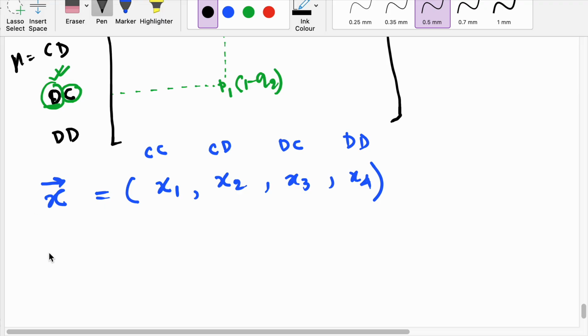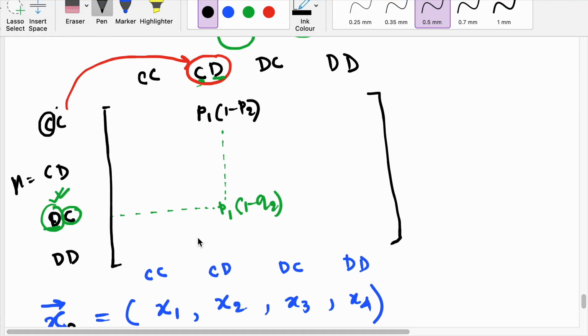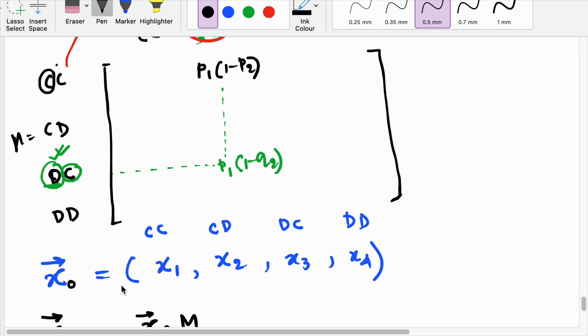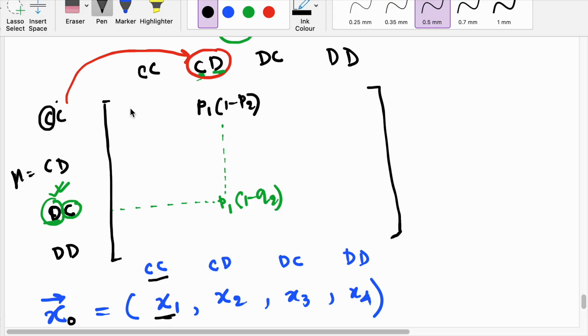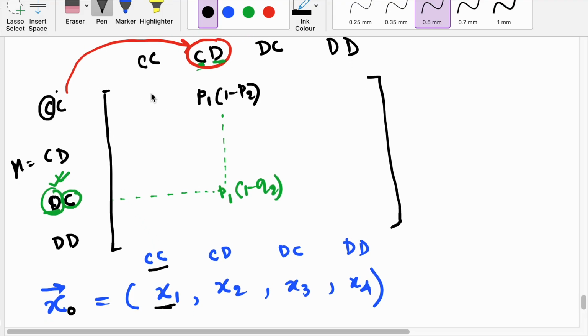If it was the case, then at the next instant, suppose at the 0th instant I have x0, and at the next instant I will go to this state, x0 into M. So why x0 into M? If I multiply x0 with this matrix, what will I get? With x1 probability I was in CC, so what will be the probability that CC will transition to CC?